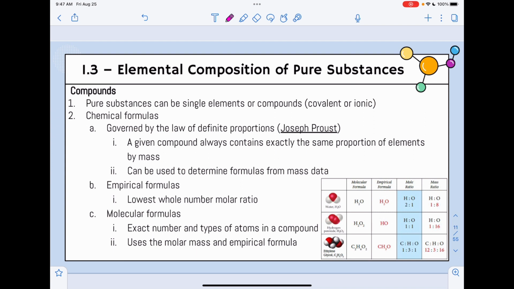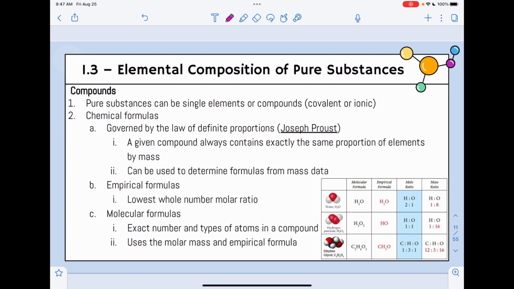Chemical formulas are governed by the law of definite proportions, which was developed by Joseph Proust. Again, you can follow the link to read a little bit more about him. A given compound is always going to contain the exact same proportion of elements by mass. This means that if something has 2 hydrogens and 1 oxygen, it will always be water. If it's in a different ratio, for example, 2 hydrogens and 2 oxygens, that is hydrogen peroxide. It is not water. The chemical formula tells you exactly what something is.